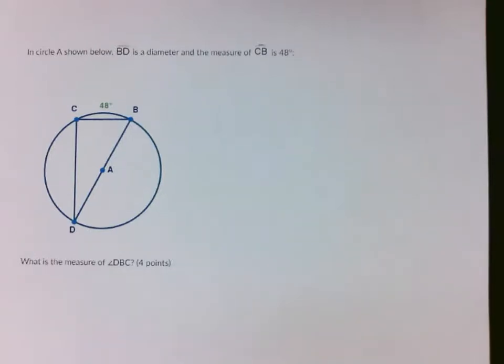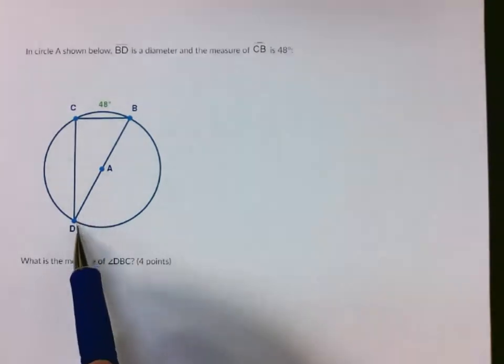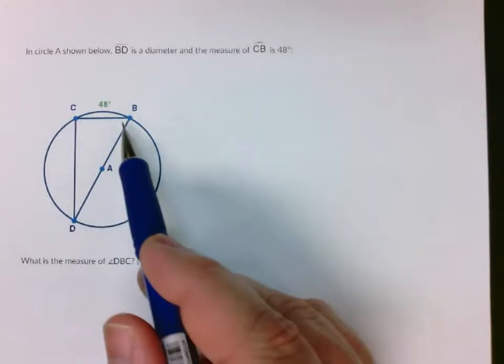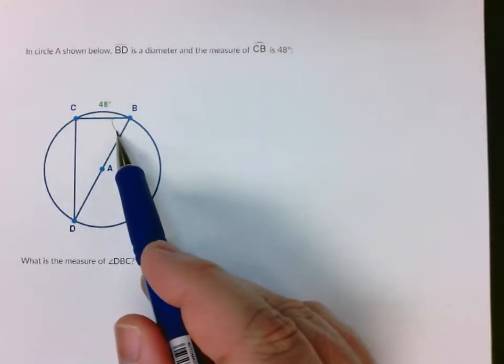Okay, in this problem, we have an inscribed triangle within a circle. So it's inscribed by a circle. What it's asking here is, what is the measure of DBC? So we have to find this angle right here.